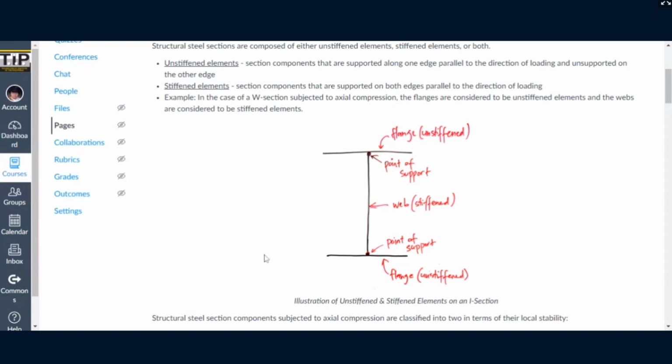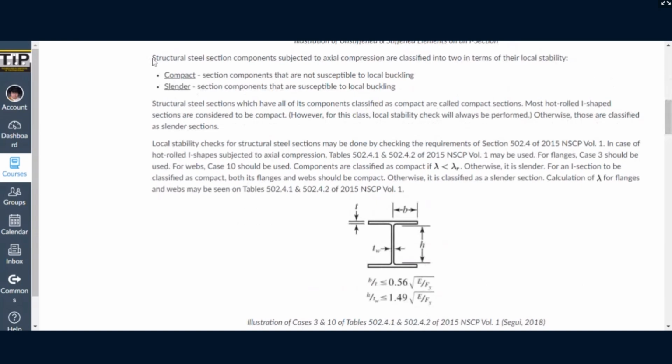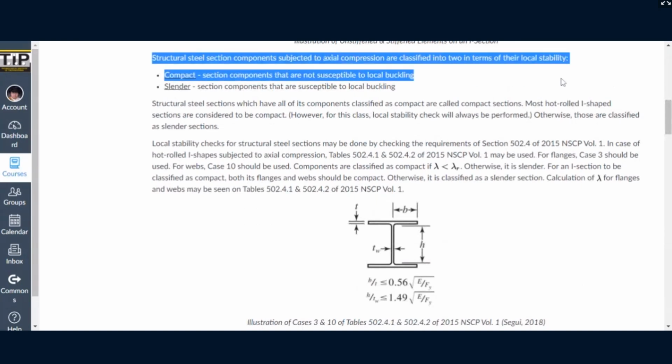T-sections, walang stiffened, lahat unstiffened, no? So, there you go. Okay? So, then, structural steel sections, components subjected to axial compression are classified into two in terms of local stability. So, meron tayong tinatawag na compact or slender components.